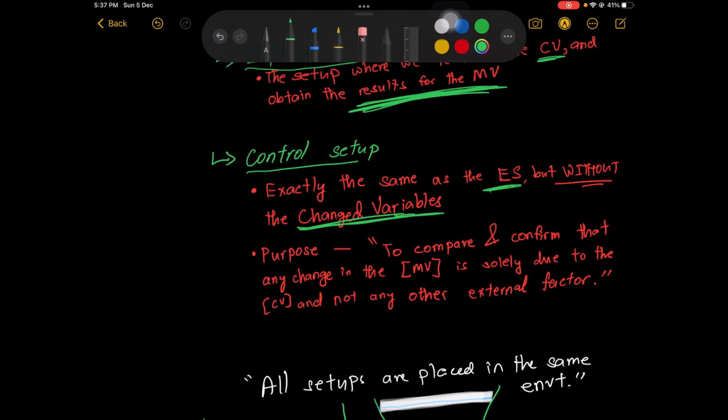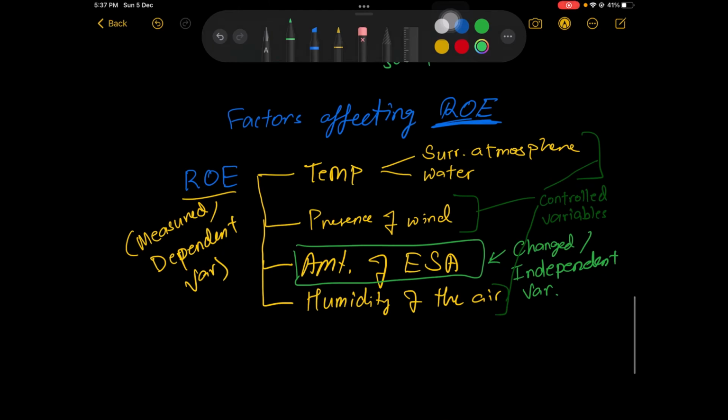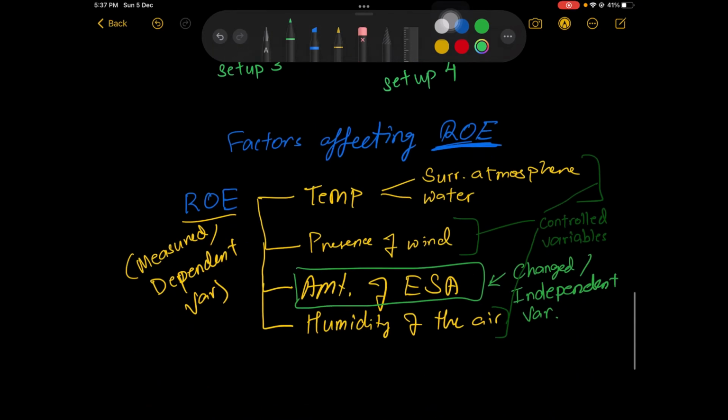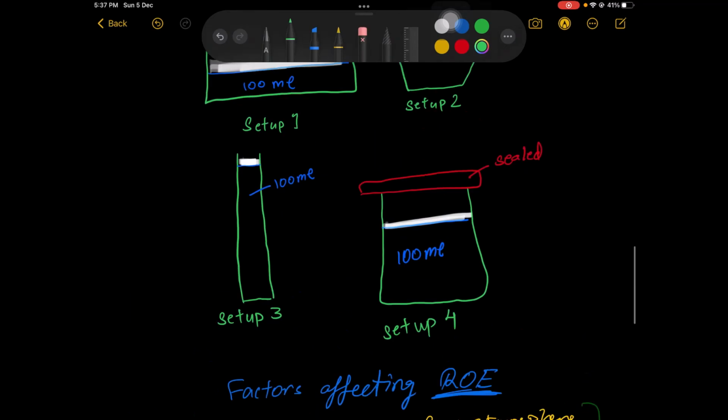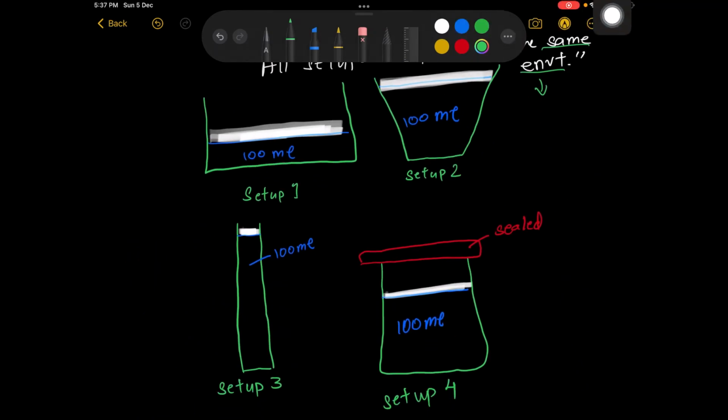The main purpose of these setups is to compare and confirm that any change in the measured variable is solely due to the changed variable and not any other external factor. So now we'll come back to the same setup which I explained to you previously. Over here, all setups are placed in the same environment. What does this mean? Same environment means the temperature of the surrounding atmosphere and water is the same, the presence of wind is the same for all setups, and the humidity of the air is also the same for all setups. The only thing that we are changing is the amount of exposed surface area of water, as highlighted in white.